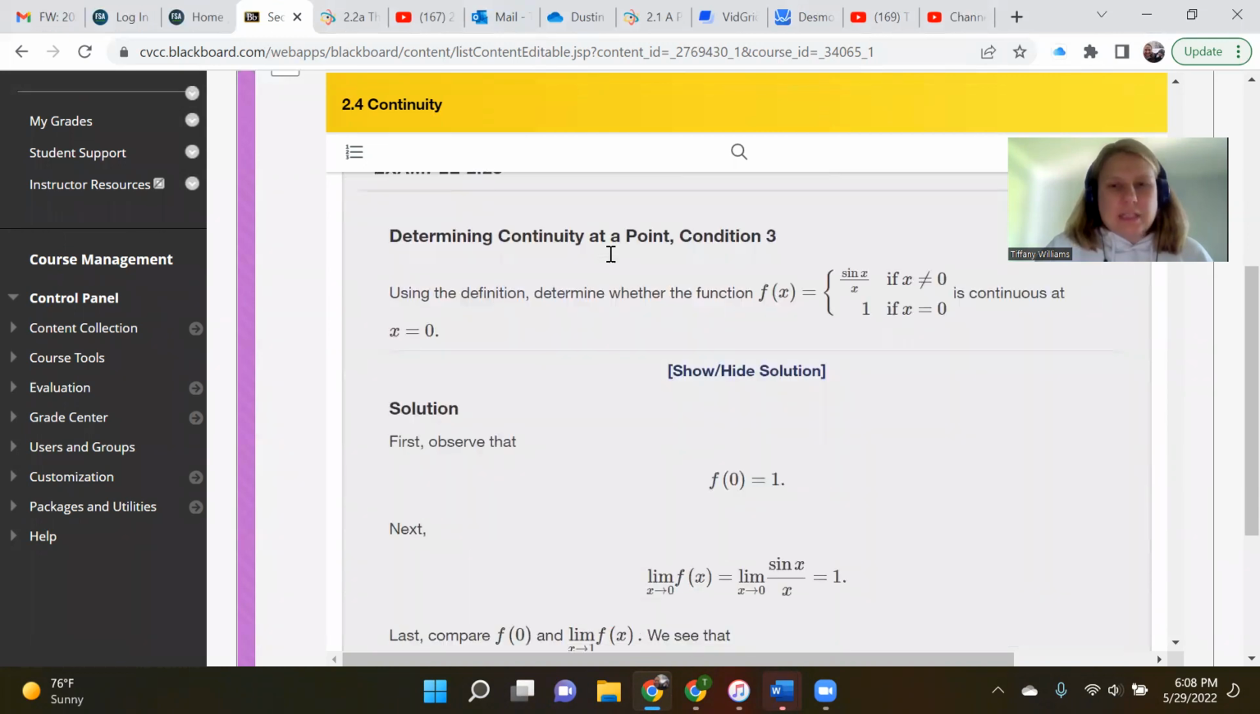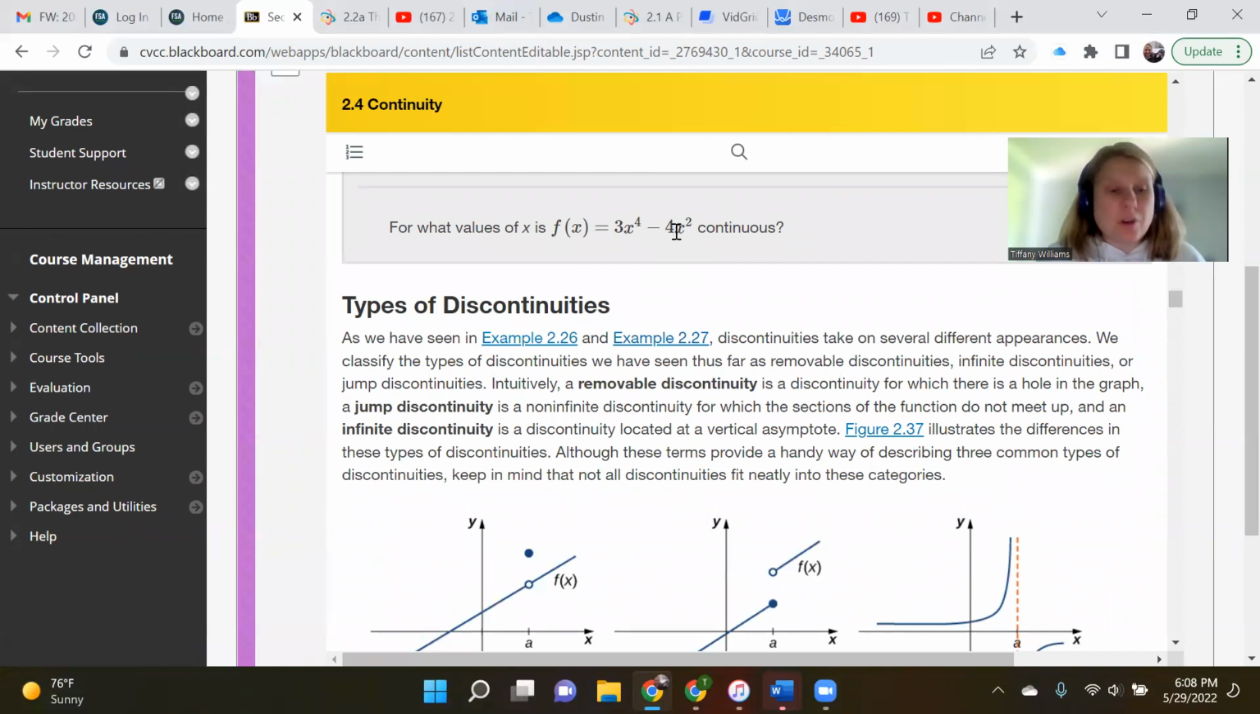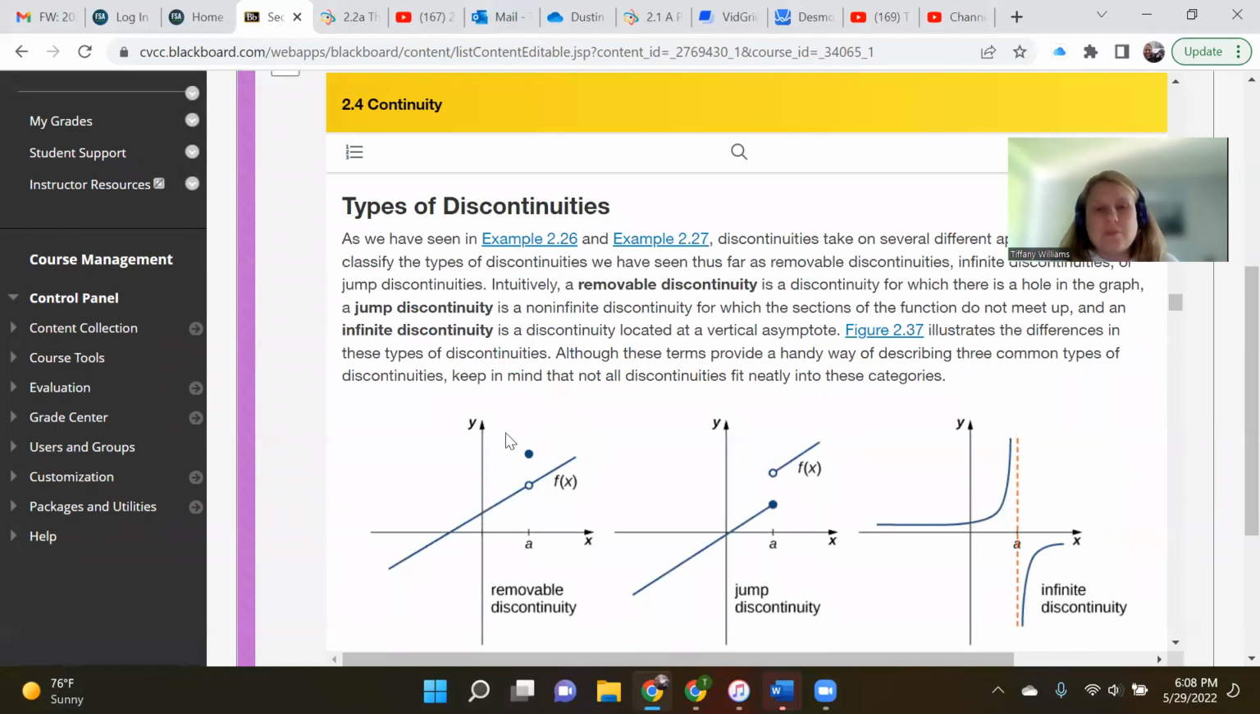So we've gone over this. Next thing I want to do before we actually get into any type of problem solving is let's talk about the types of discontinuities. We classify the types of discontinuities we have seen thus far as removable discontinuities, infinite discontinuities, or jump discontinuities. Intuitively, a removable discontinuity is a discontinuity for which there is a hole in the graph, right? So this is an example of a removable discontinuity. We have a jump discontinuity, which means it literally jumps. The ends don't meet up there. Then we have an infinite discontinuity where your function shoots off to positive infinity or negative infinity.